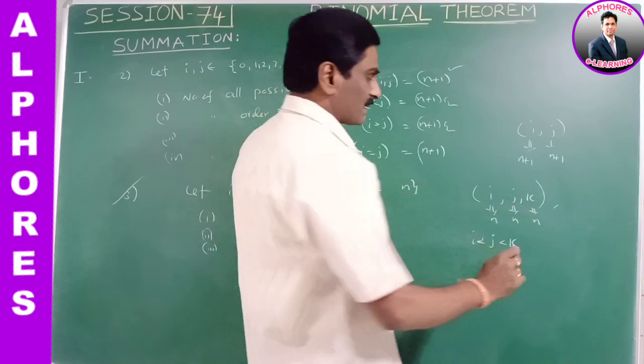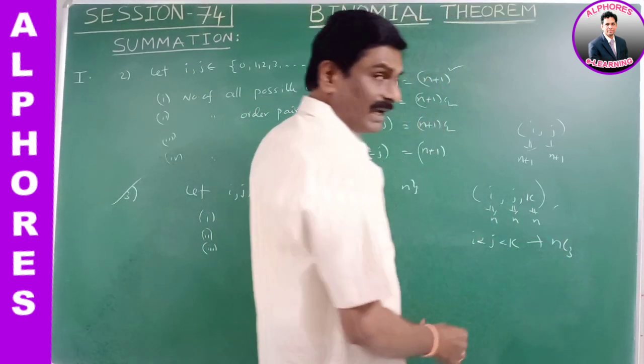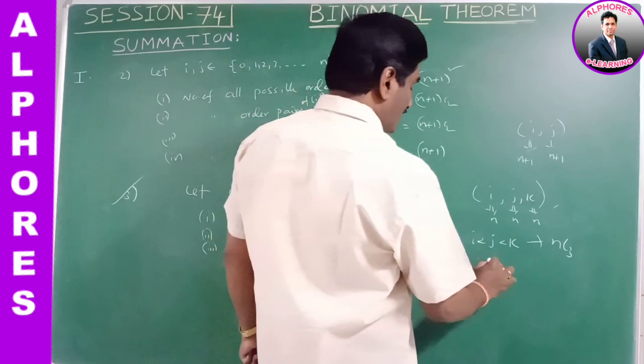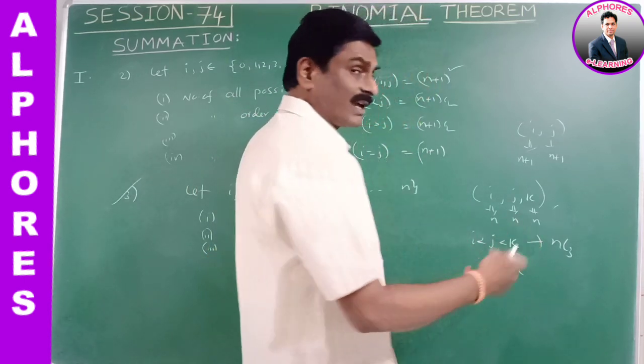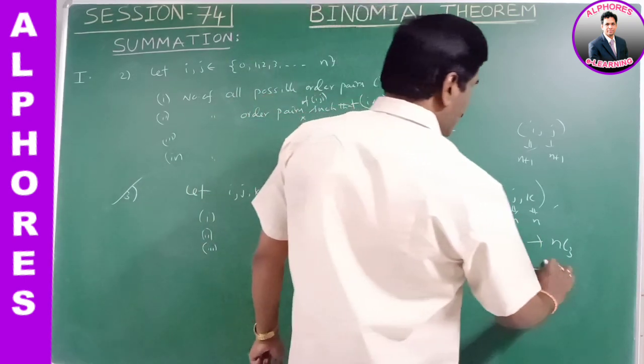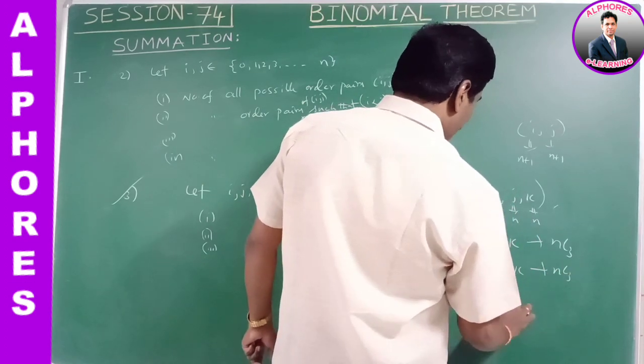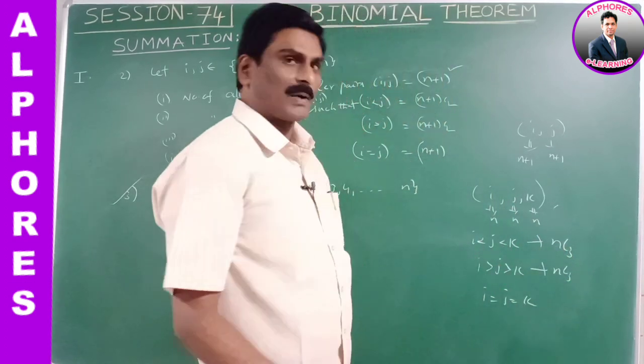So we select 3 things. That means nC3. Similarly, the number of ordered pairs such that i > j > k. In this case also they are in a specified order, so in this case also nC3. Suppose i = j = k. How many ordered triplets are possible?